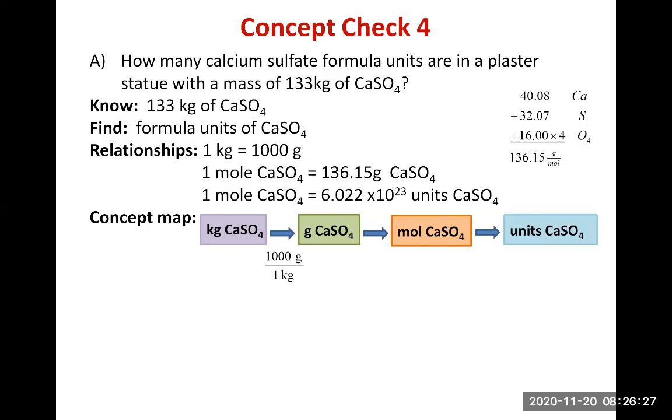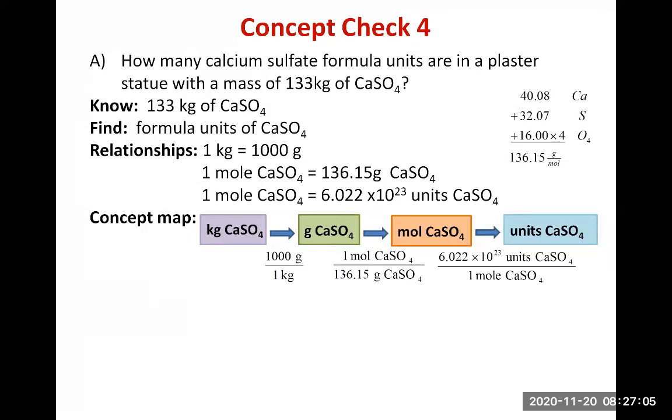Next, from the grams of calcium sulfate, we will change that to moles using the molar mass. And because we have grams in the numerator in the previous conversion factor, we will use the molar mass with the 1 mole on top and the grams on the bottom, because we want to cancel units of grams. In the next step, we will change the moles of calcium sulfate to formula units of calcium sulfate. And for this, we will need to use the definition of the mole. And because we have 1 mole in the numerator in the previous conversion factor, we will need the 1 mole on the bottom of the final conversion factor. And then the Avogadro number on top.